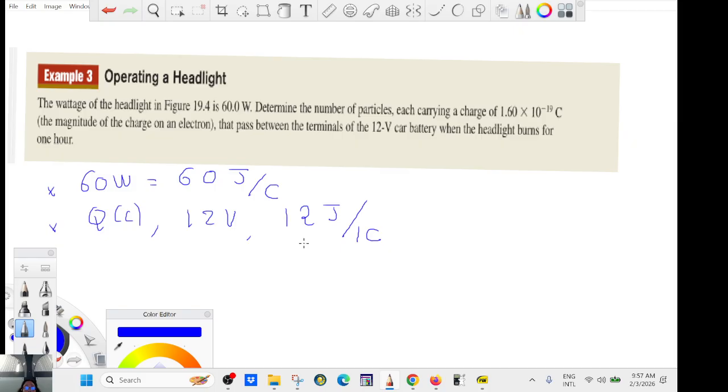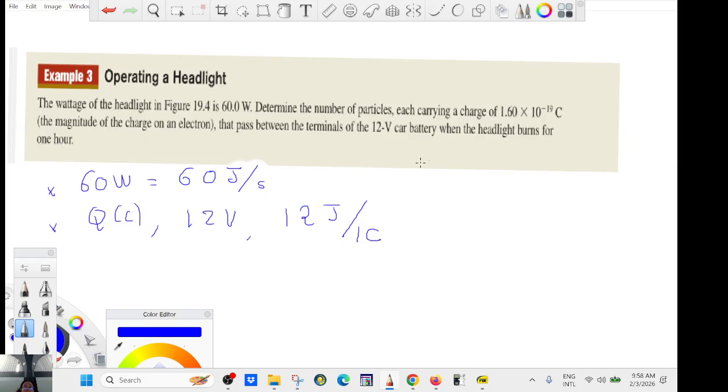And what is the time? No, I made a mistake. Can you see my mistake? Find the mistake. It's joules per second. Yeah, thank you. 60 joules per second. So watts is power, how fast energy is being delivered or consumed.